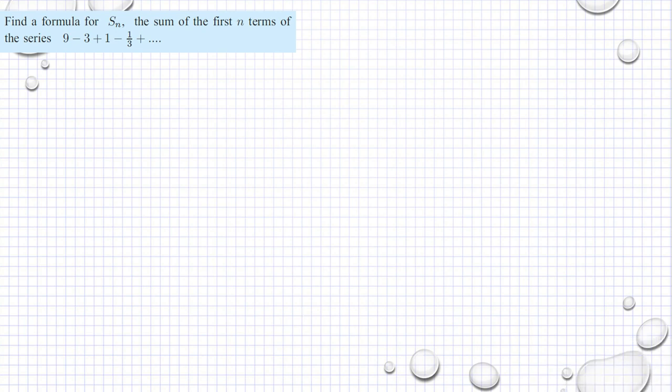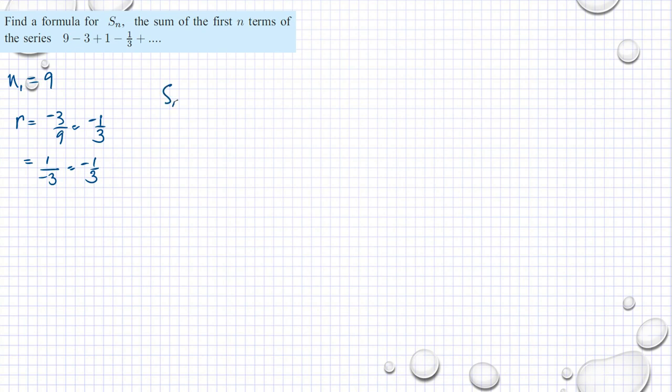Find the formula for S sub n, the sum of the first n terms of the series 9 minus 3 plus 1. Okay, so we need to find our r first. U sub 1 is 9. Our r is negative 3 divided by 9, so we have negative 1/3. And then, that's all right, because we have 1 divided by negative 3, that is negative 1/3 also. Okay, so that is our r there.